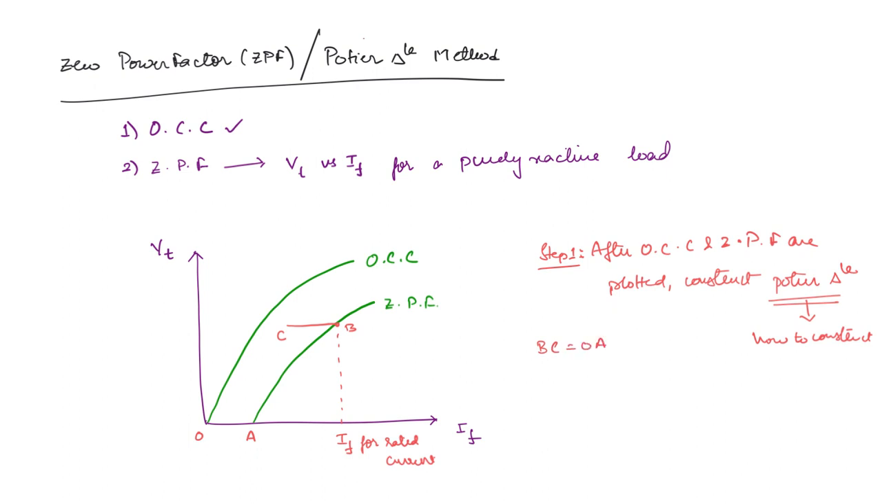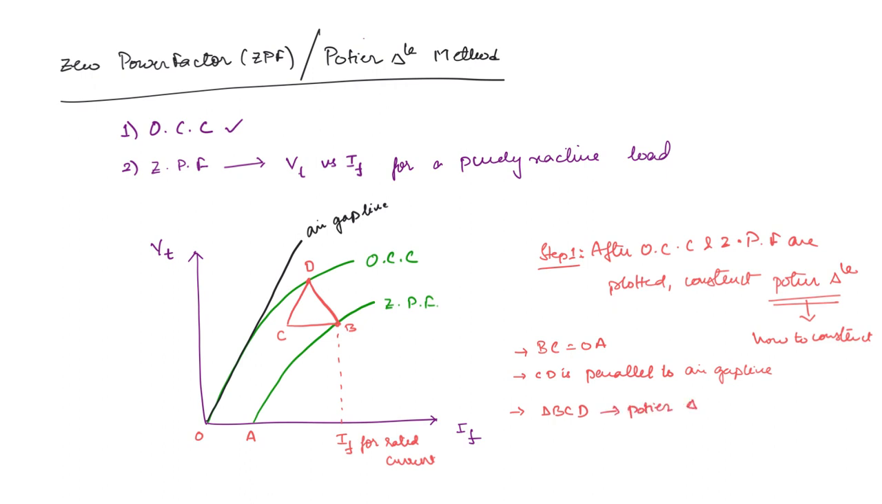Next you will construct a line. This is the air gap line, right? So you will construct a line parallel to this air gap line passing through C. That is going to look something like this. Now you have this point here, you can mark it as D. BCD is nothing but the Portier triangle. So you can write down BC is equal to OA, CD is parallel to the air gap line. So you are going to get the Portier triangle BCD.